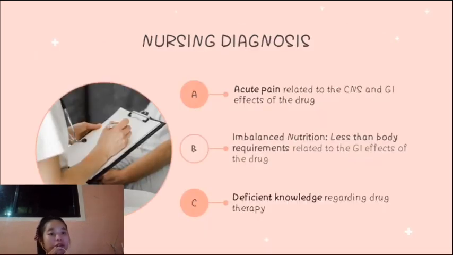And then the nursing diagnosis related to drug therapy might include the following. Number 1, acute pain related to the central nervous system and GI effects of the drug. Second, imbalanced nutrition, less than body requirements related to the GI effects of the drug. And third is the deficient knowledge regarding drug therapy.